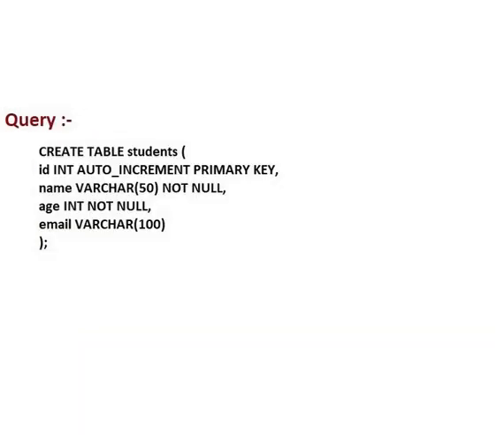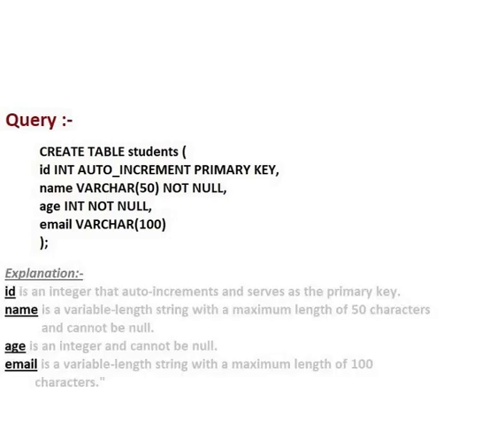Example. Here is the SQL statement to create the students table. Create table students, ID int auto increment primary key, name varchar 50 not null, age int not null, email varchar 100. In this example, ID is an integer that auto increments and serves as the primary key.